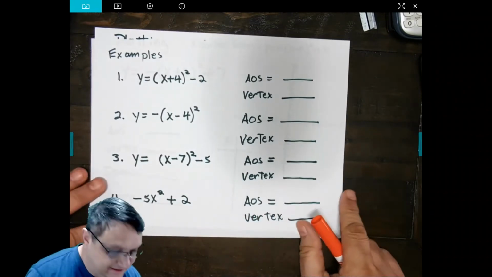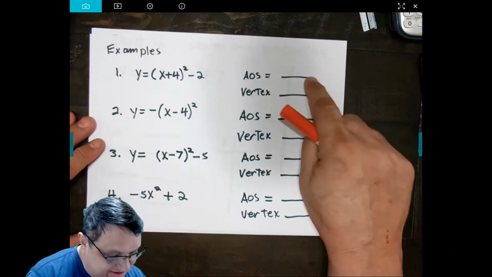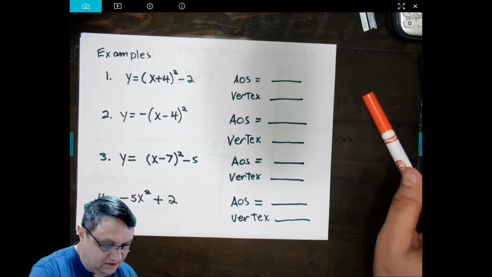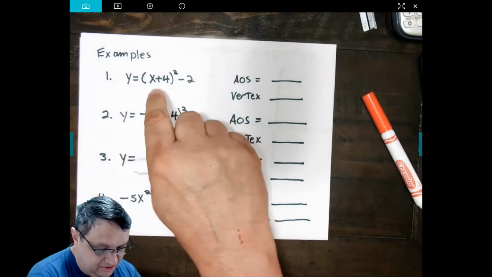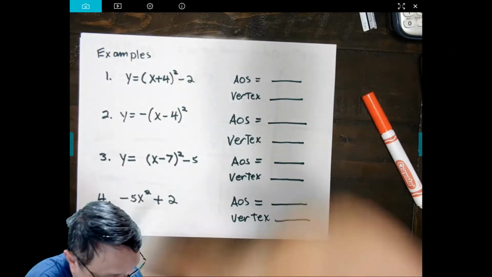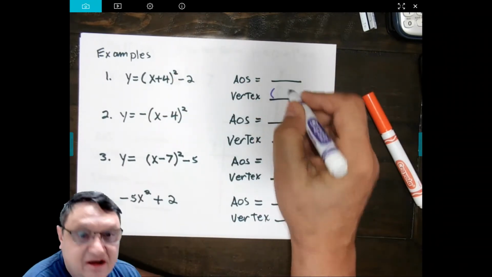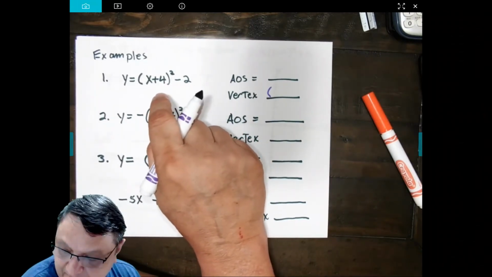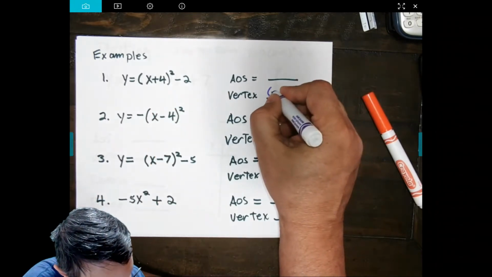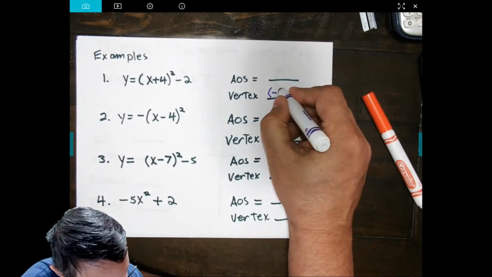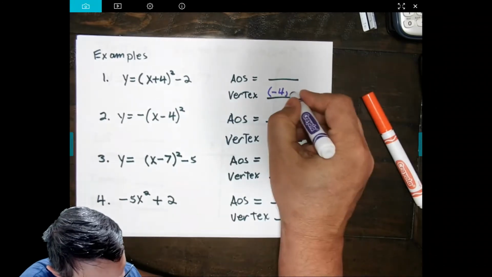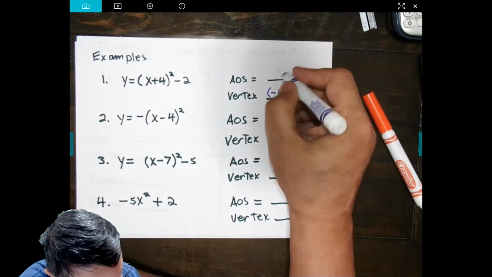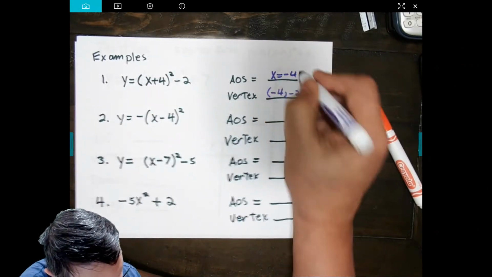Let us identify the vertex and the axis of symmetry for each one of these examples. Example number one, we have quantity x plus 4 squared minus 2. So we know that the vertex is at h and k. It's opposite on the x, so it's going to be negative 4 and then negative 2. That's my vertex. And my axis of symmetry is at the x location, so that's x equals negative 4.